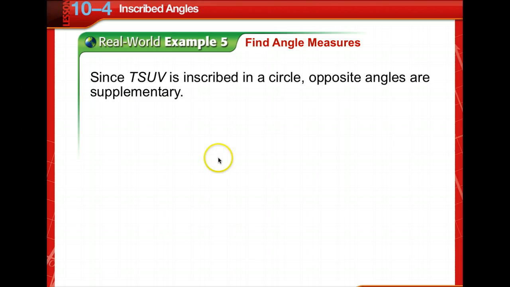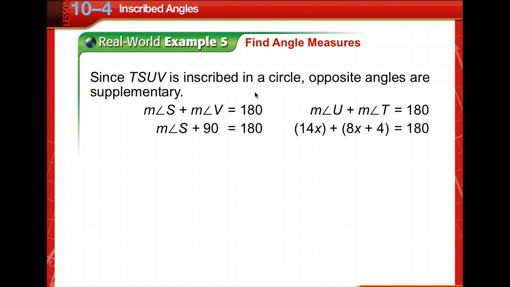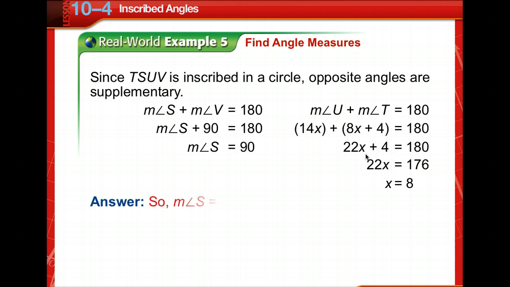Now, since TSUV is inscribed in a circle, we know that opposite angles are supplementary. So since one of these two opposite angles is 90, we can set these two equal to 180 and solve for X. So the measurement of angle S is 90, and for the measurement of angle T, we can do 8 times 8 plus 4, which is 68.